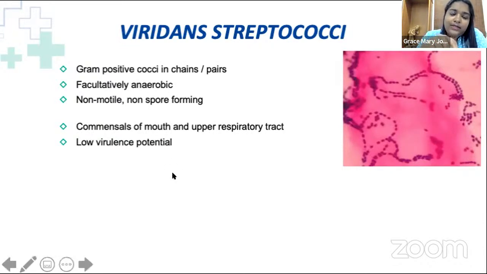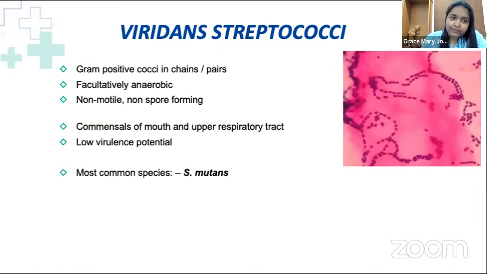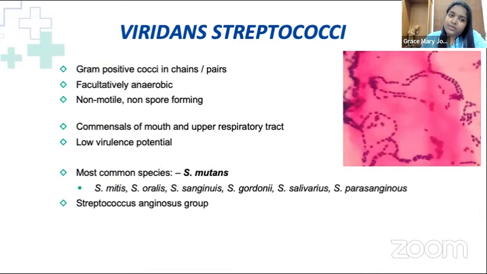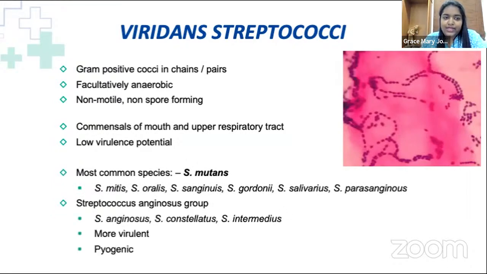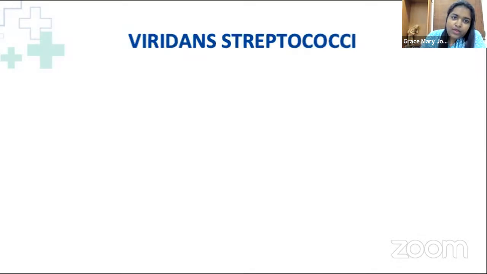Just remember that they are seen in your mouth and in your upper respiratory tract. Like I said, they are commensals of the upper respiratory tract and of your mouth, but they do not usually cause infection, though they can. There are many subspecies of Viridans streptococci, and Streptococcus anginosus is the most virulent, and it can cause pyogenic abscesses, such as mouth abscesses, and it can be because of this group of organisms.